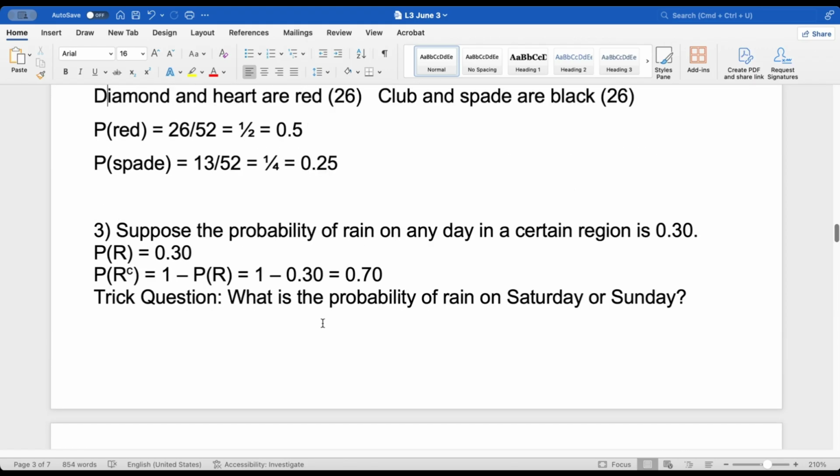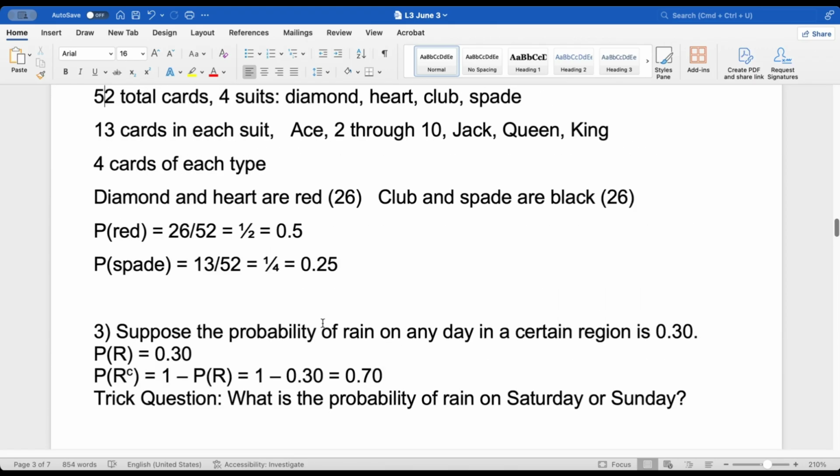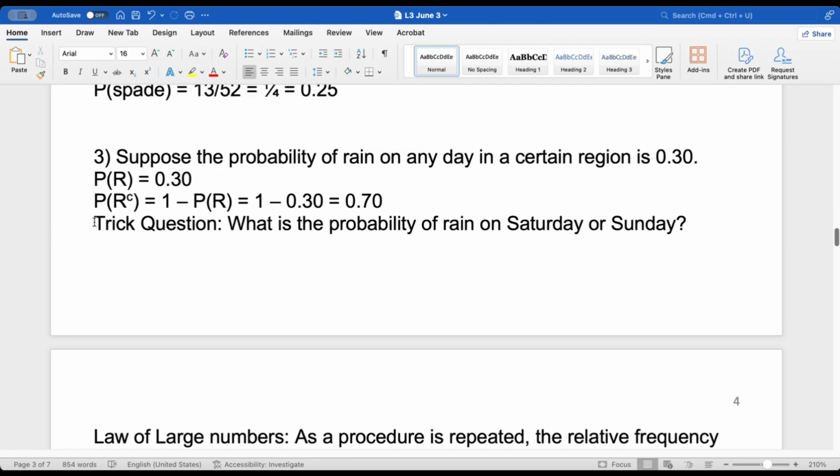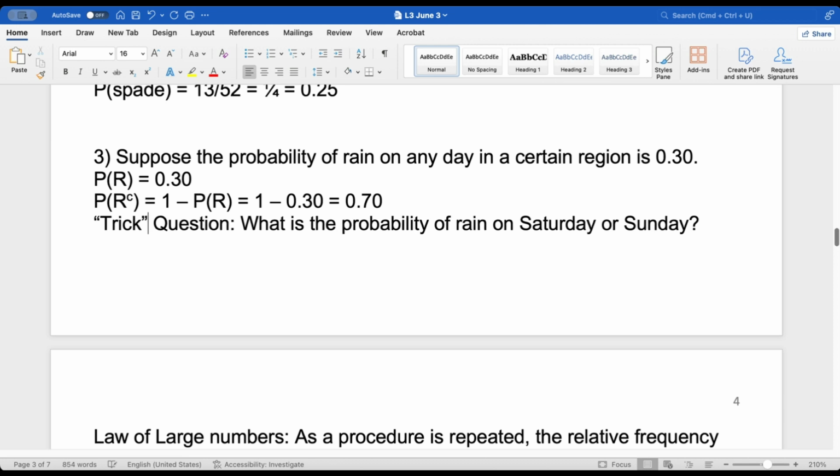Here is a little bit of a trick question. We're going to get to this in the next lesson. What is the probability of rain on Saturday or Sunday? And it does involve adding up, but you have to do a subtraction. So the correct answer is not going to be 30%, 0.30 for Saturday, 0.30 for Sunday. You have to do an extra step, but we'll see that in the next lesson. I put trick in quotes. It's a trick right now. We haven't learned that rule yet.